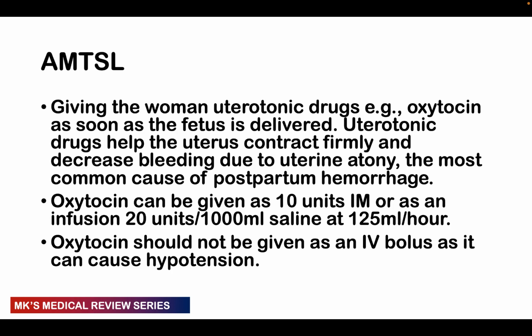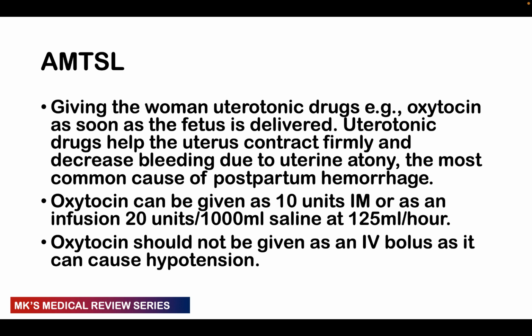So giving this woman a uterotonic agent can actually help with contraction of the uterus. And remember, oxytocin is given as soon as the fetus is delivered, and this uterotonic drug is going to help the uterus contract firmly and decrease bleeding due to uterine atony. And this is the most common cause of postpartum hemorrhage.